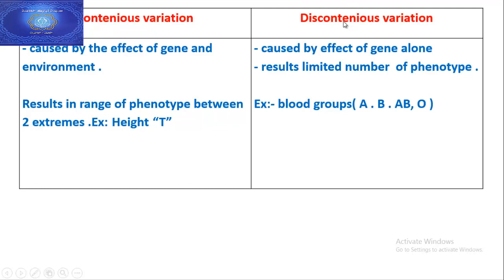But in case of discontinuous variation, what happens? It is caused by the effect of genes alone, with no effect of the environment. For example, your blood group, A, B, AB, or O, will not change in all your life. It will not change even if you have different types of diet or do exercise. Nothing will affect your blood group. That is discontinuous variation.